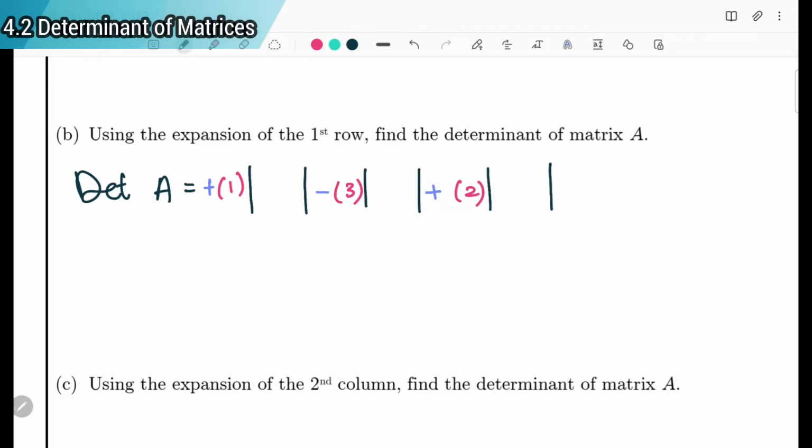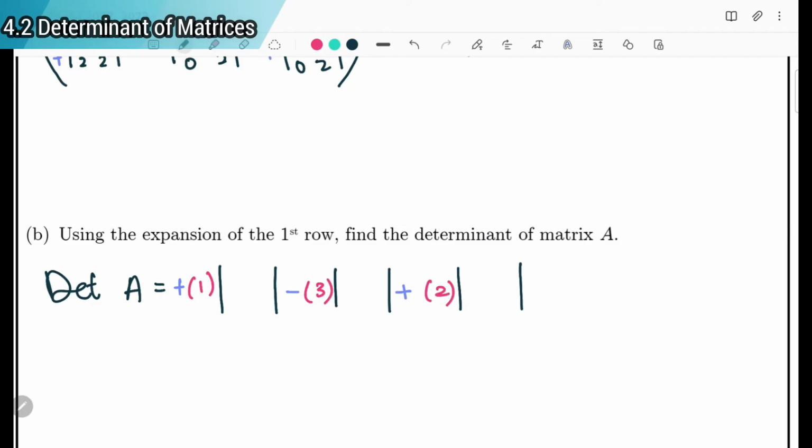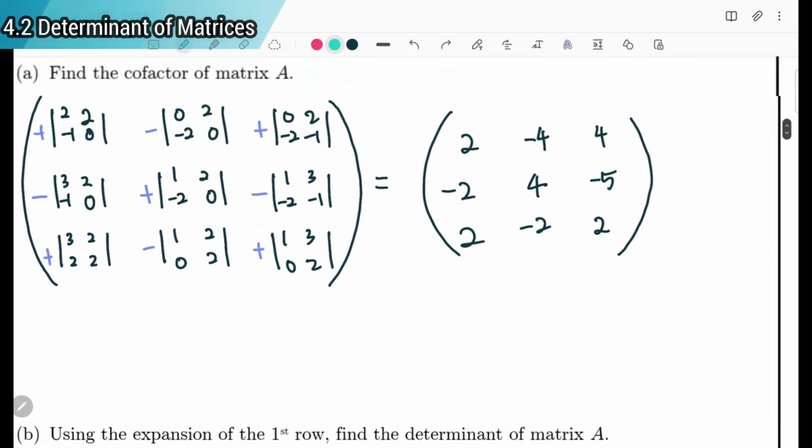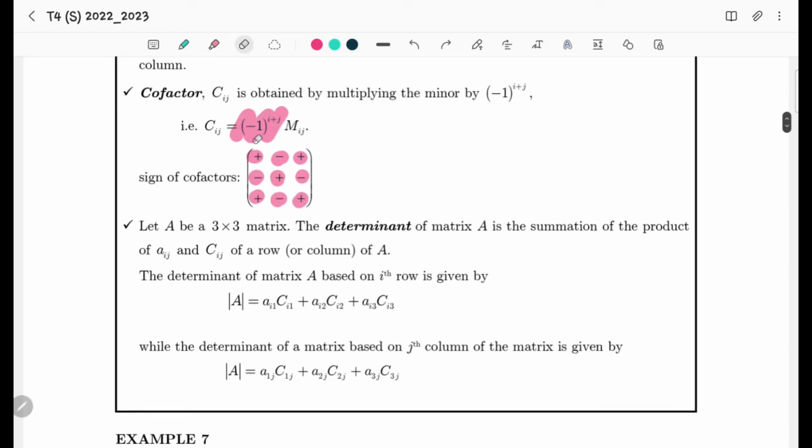Using the expansion of the first row, find the determinant of matrix A. So let's refer to the first row. Okay, this is the first row of A. You have 1, 3 and 2. Okay, I've written down the entries 1, 3 and 2 and the sign for cofactors. Okay, positive, negative, positive for the first row. Like this. Sorry. This one right here.